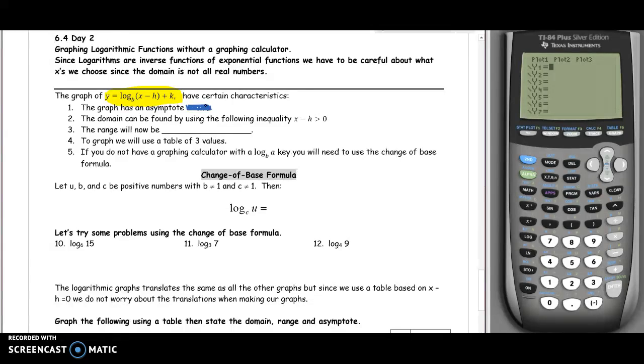The graph has an asymptote at x equals h. It is a vertical asymptote. The domain can be found by solving the inequality x minus h is greater than 0, or the easier way to think of it is your domain is x is greater than your asymptote.